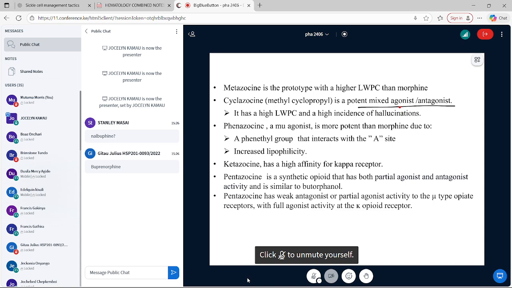But remember, we have said in this class of compound, they have higher agonist activity than antagonist activity. It has a high lipid water partition and high incidence again of hallucinations, just as we said of cyclorphan. Remember the morphinan, where we have the cyclopropyl group, we call it cyclorphan, and we did say it also was found to have hallucinations. Of course, when it develops hallucination, the compound is just withdrawn. Phenazocine, a mu agonist, again, remember, because it has the phenethyl group, as I have mentioned, is an agonist, is more potent than morphine due to.